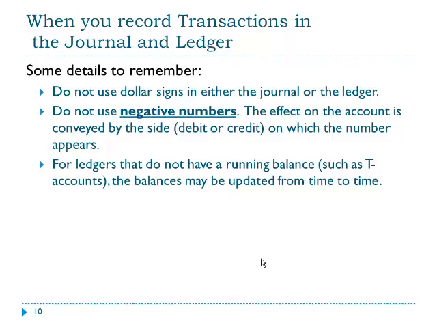For ledgers that don't have a running balance, such as the T accounts we've made, balances can be made at any time. Simply draw a line, write the word balance, create your balance, draw a line under it, and you can add more postings in. So don't feel constrained that there's any time at which you cannot find a balance for a T account.